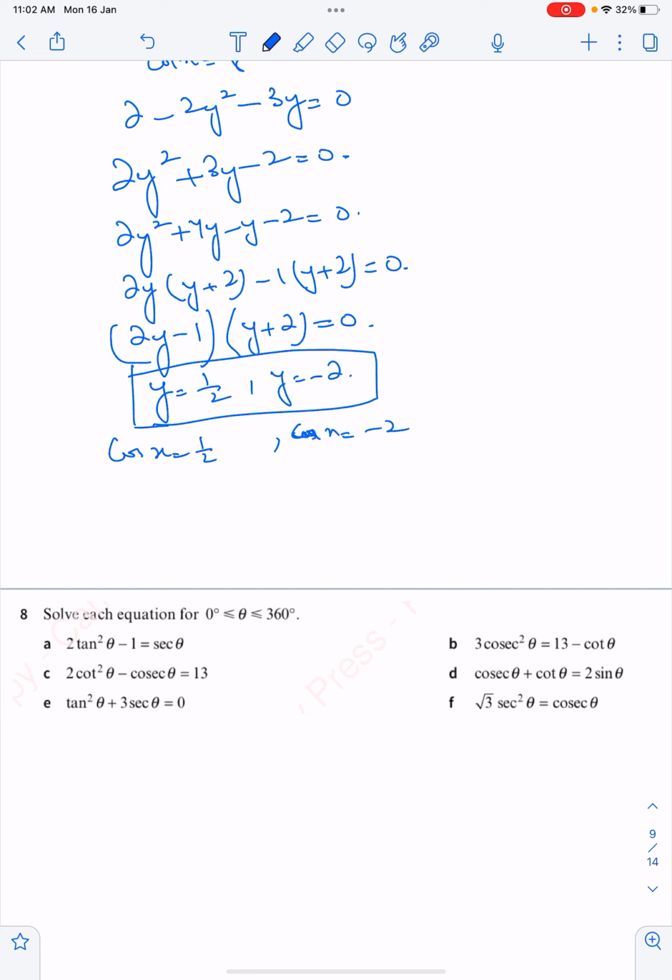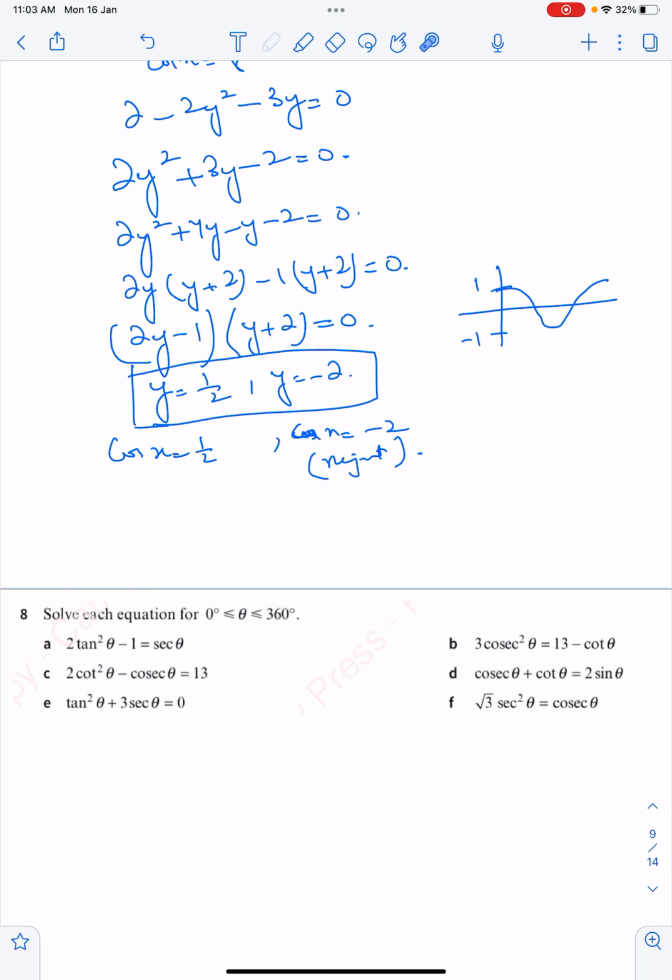This you cannot solve, the reason being that whenever the answer of cos x is less than -1 or greater than 1, this becomes invalid, because the graph of cos x, if you notice, lies between -1 and 1. So this is not valid, so you can reject it. You can solve this part.